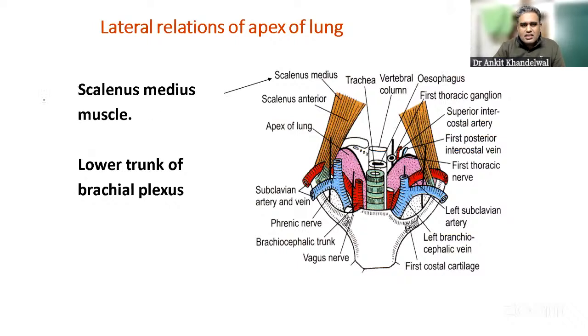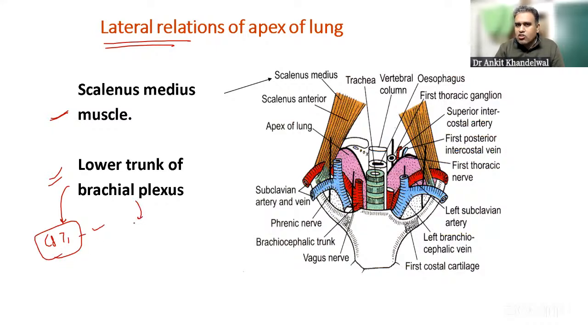Now, lateral relations are not much asked, but even then you should know that there is a muscle and the lower trunk of the brachial plexus. If I ask you, this is formed by C8 and T1, remember? A small question: injury to the lower trunk of the brachial plexus is known as dash palsy, though it is not as common as the other palsy. Which palsy is it? It is Klumpke's palsy.